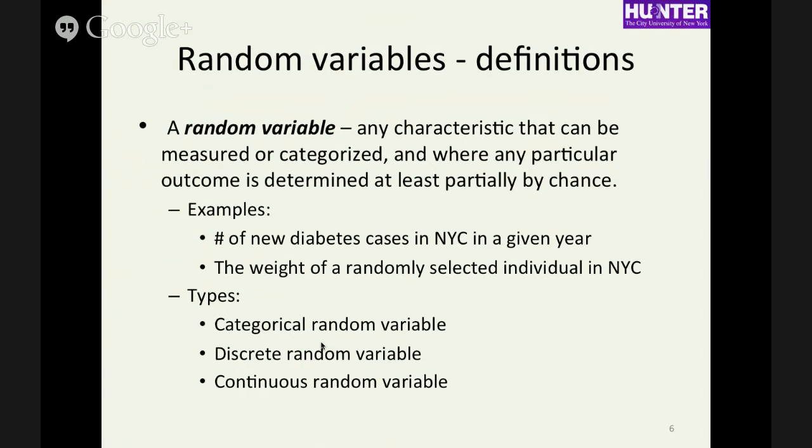Or the weight of some randomly selected individual. Again, you could make a guess. You could say that, you know, 95% sure they're going to lie within these bounds, but you can't say exactly how much any individual or any group of individuals weighs. It's a random variable, weight.